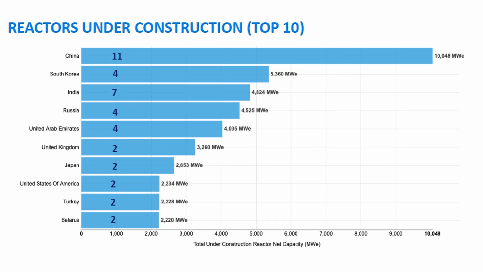These are the top 10 countries with reactors under construction. You have 11 in China, 4 in South Korea, and 7 in India, 4 in Russia, 4 in UAE, 2 in UK, 2 in Japan, 2 in United States, 2 in Turkey, and 2 in Belarus. And as you can see, among the top 3 is found in Asia, which is in China and South Korea.